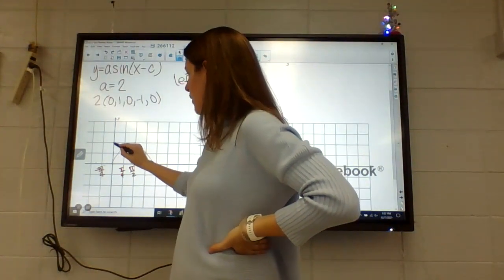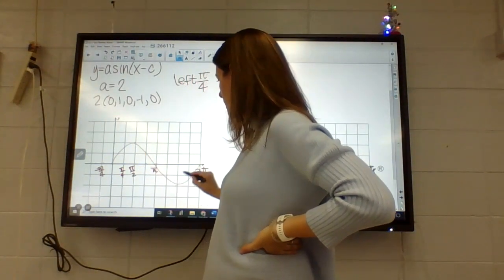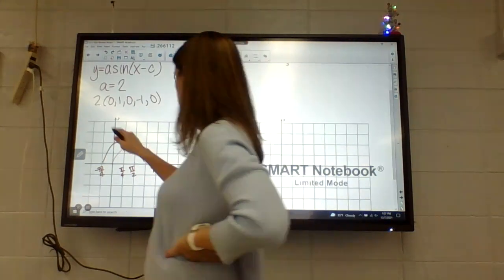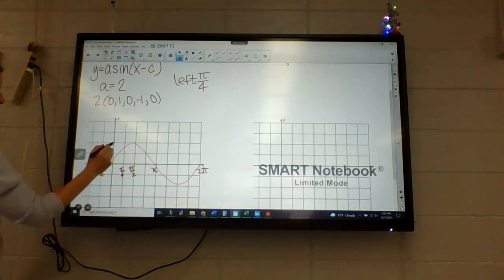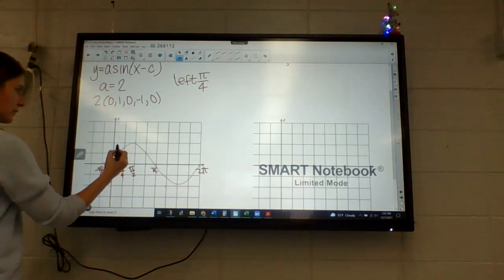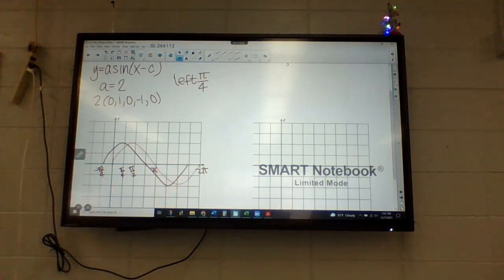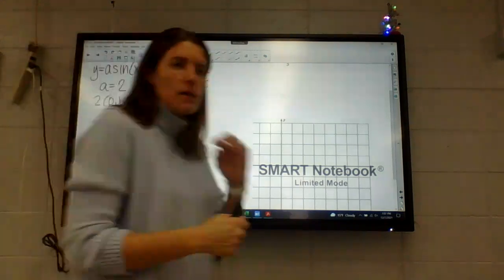So all of these points are just going to go over 1. That doesn't look right. That's too much. No, that one's in the wrong spot. So there is our sine graph. So this one is my final.